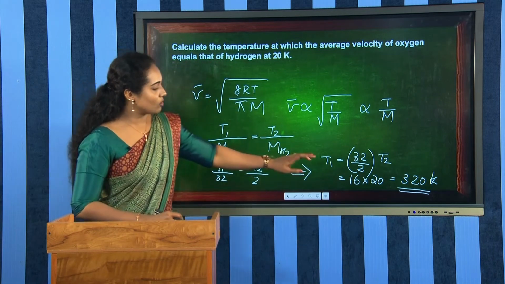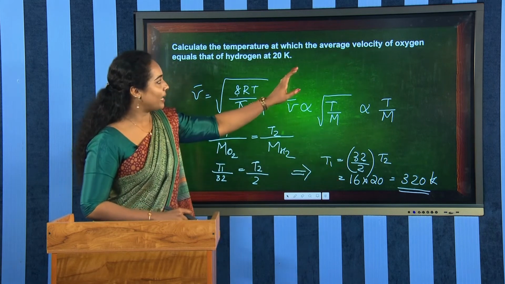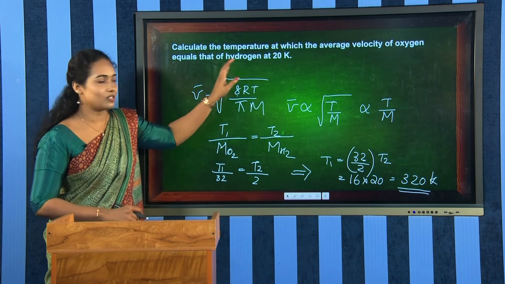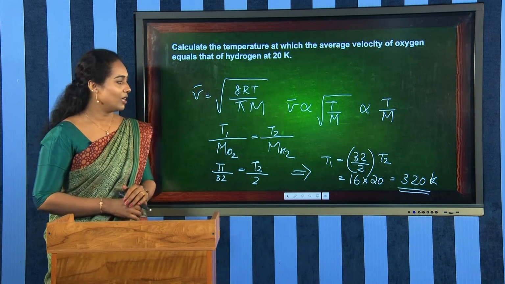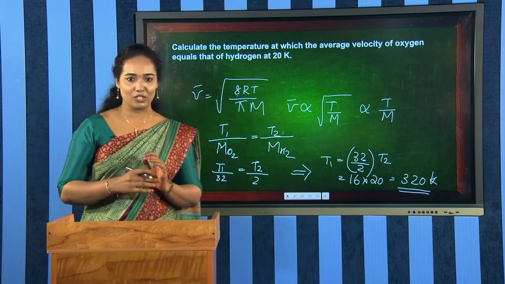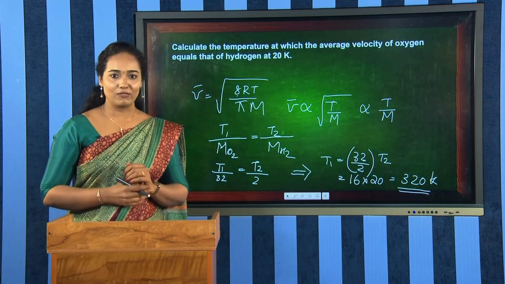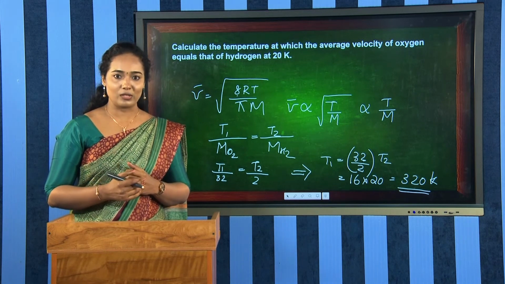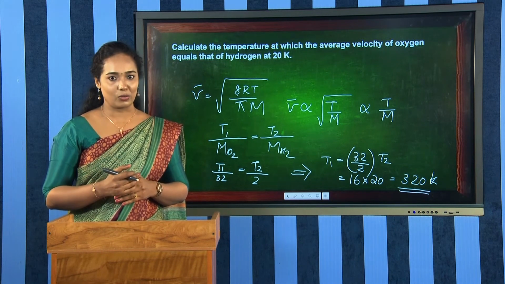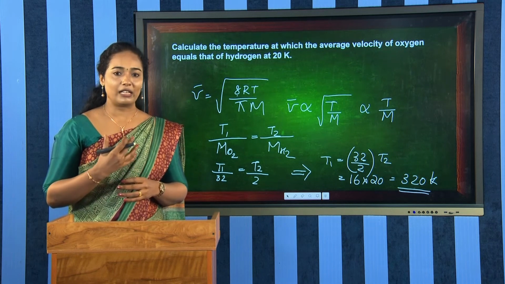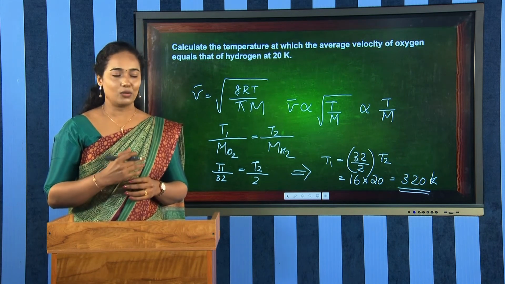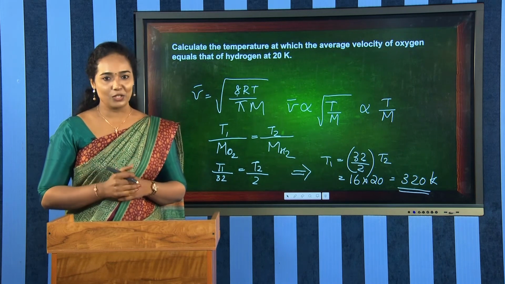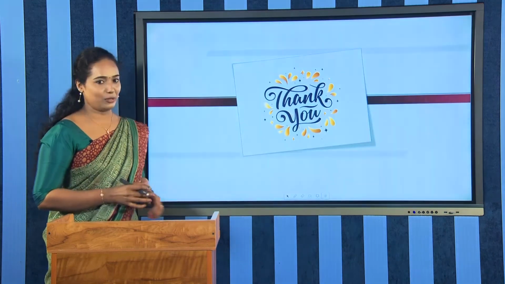That means oxygen at 320 Kelvin will have an average velocity equal to that of hydrogen at a temperature of 20 Kelvin. So, with this problem I have come to the end of this session. So far we have discussed different molecular velocities of gases like most probable velocity, average velocity and root mean square velocity. We have seen how the mathematical derivation is done, and also we have done some problems. Hope this part is clear to you. So, thank you.